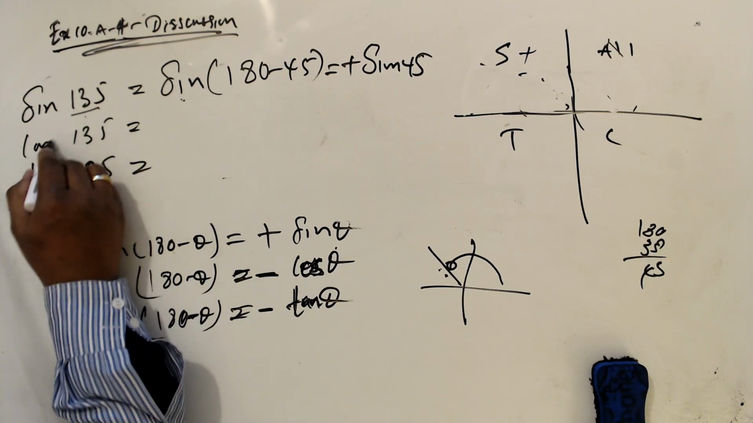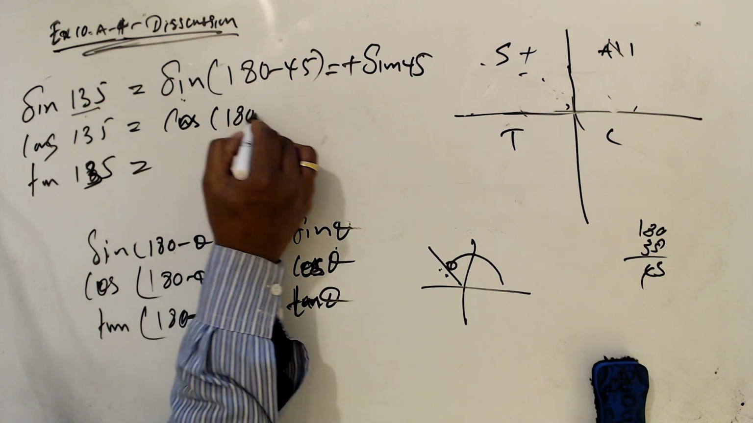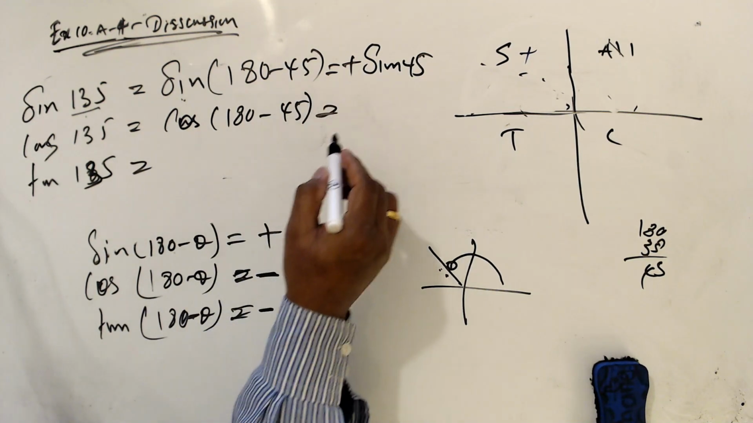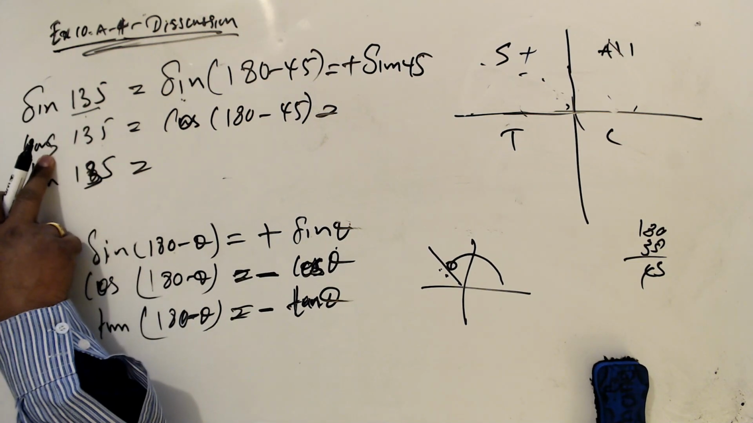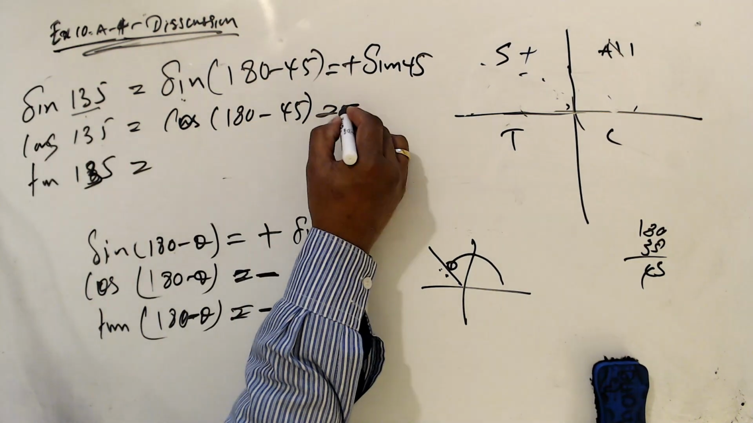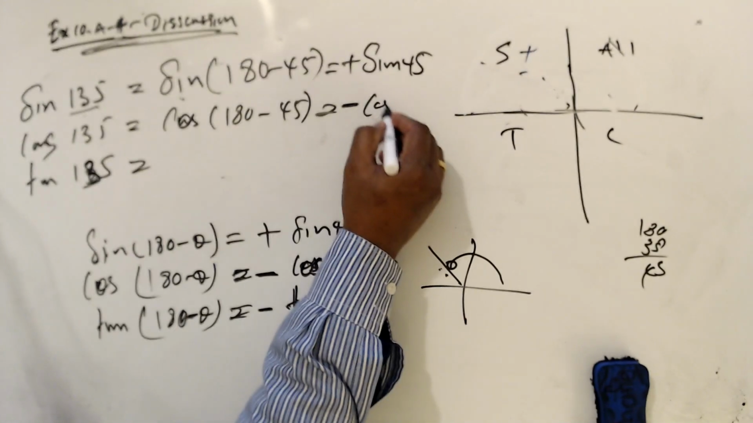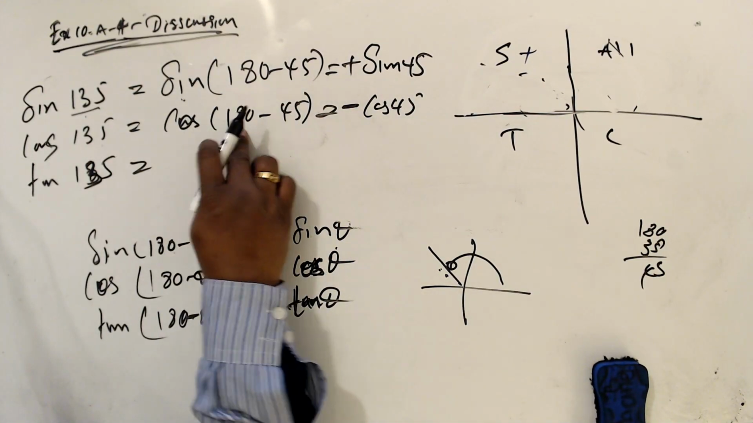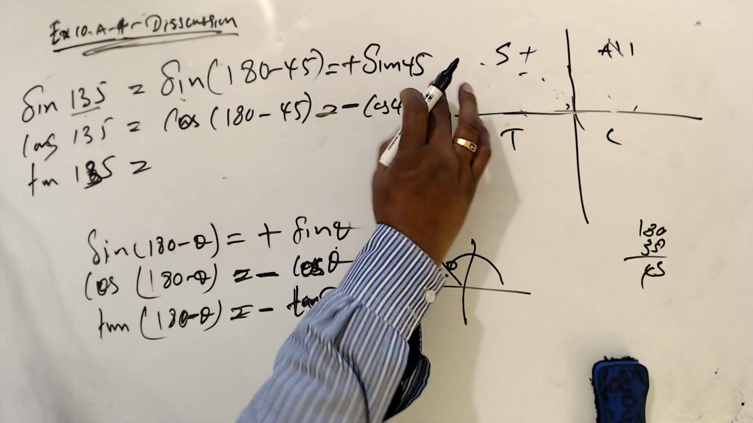Likewise, this is cos. Cos 180 minus 45. I know that 135 is in the second quadrant, cos is negative. So the negative value I write first and then simply write cos 45. I disregard 180. So 135 becomes a smaller number.